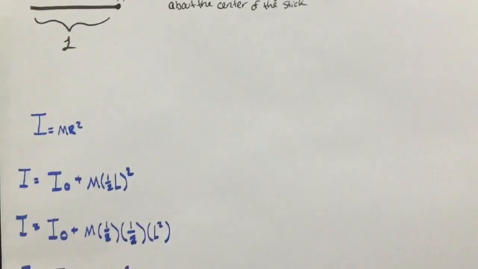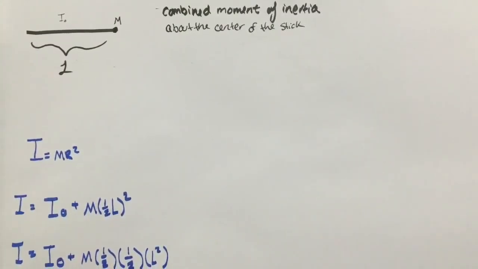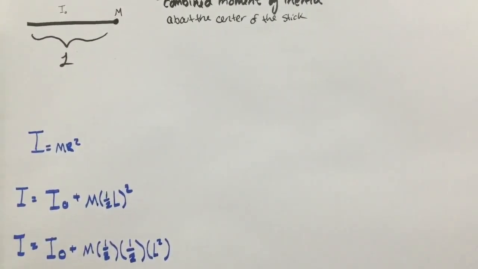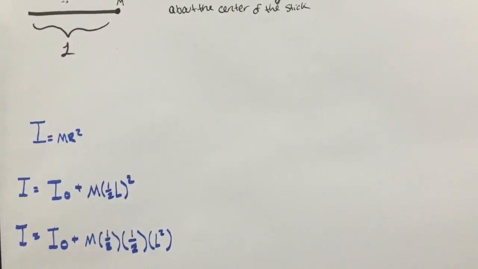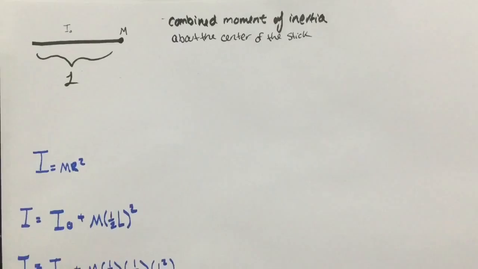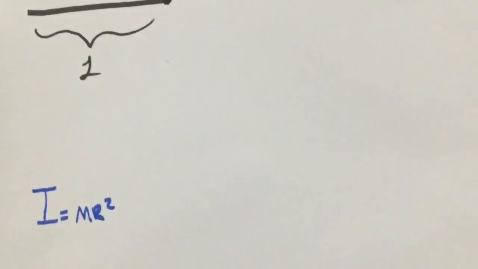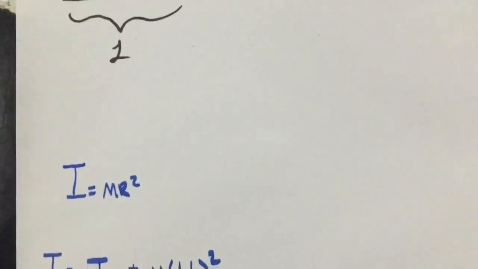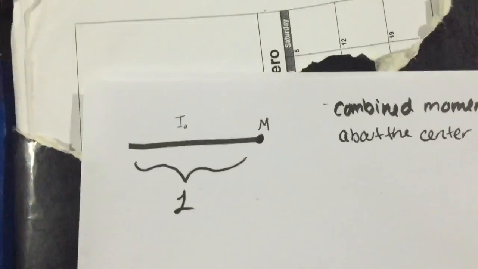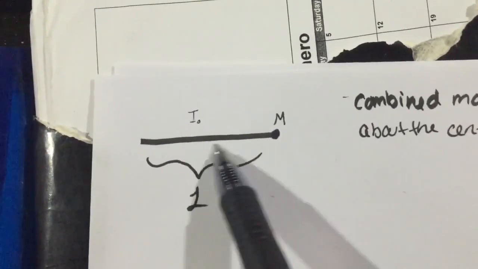In this problem, there was a uniform stick that has the length L, and there's a mass on one end of the stick, and the moment of inertia about the center is I, and they want to know what the moment of inertia is of the combined system about the center of the stick. So to approach this problem, you would have to know that the moment of inertia equals I plus the mass times the radius squared. Since they want to know it about the center of the stick, the radius would be half of the length.